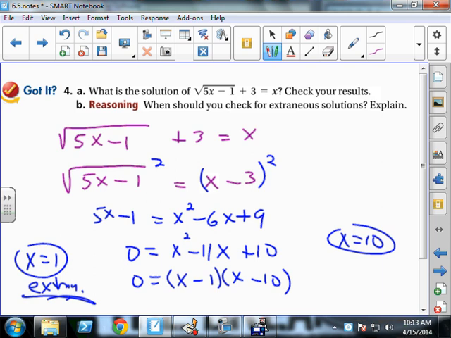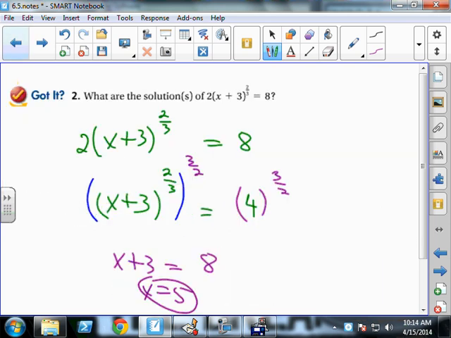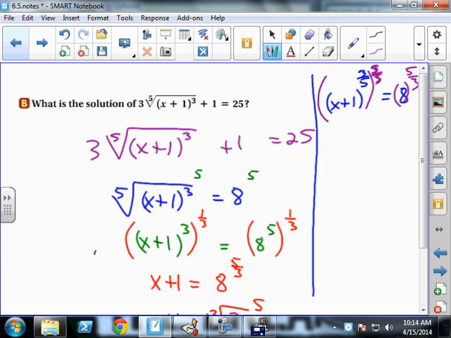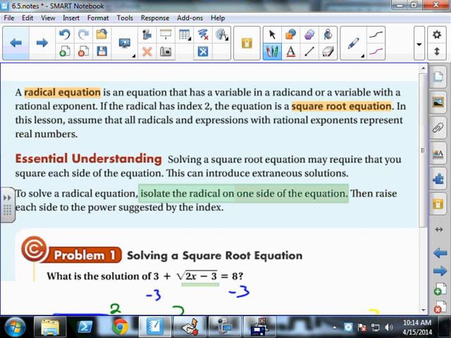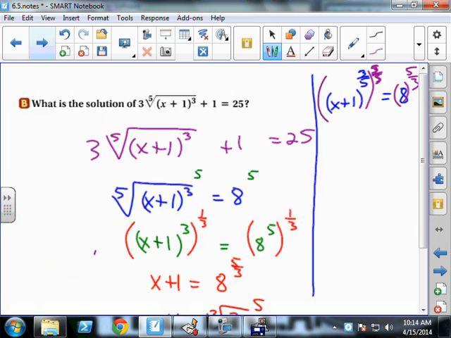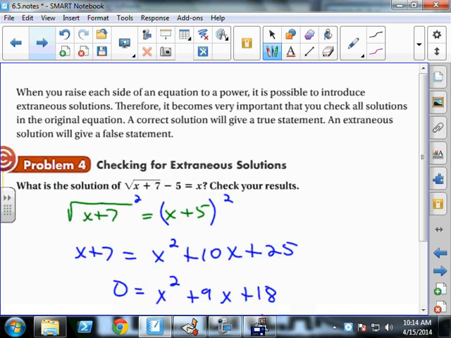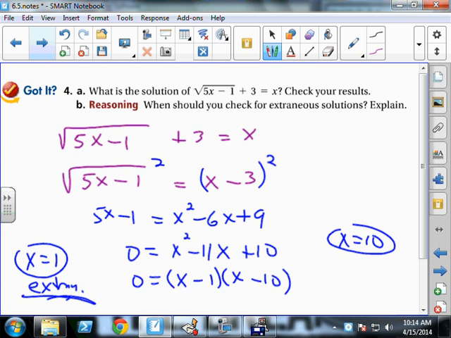You should check for extraneous solutions anytime you square a square root with a binomial being squared. Okay? With the binomial being squared. If you look back at the earlier examples where we didn't have extraneous solutions, we weren't squaring binomials. We were exponentiating numbers. Anytime you exponentiate a binomial, something with some x's and stuff in it, that's where this weird stuff happens.